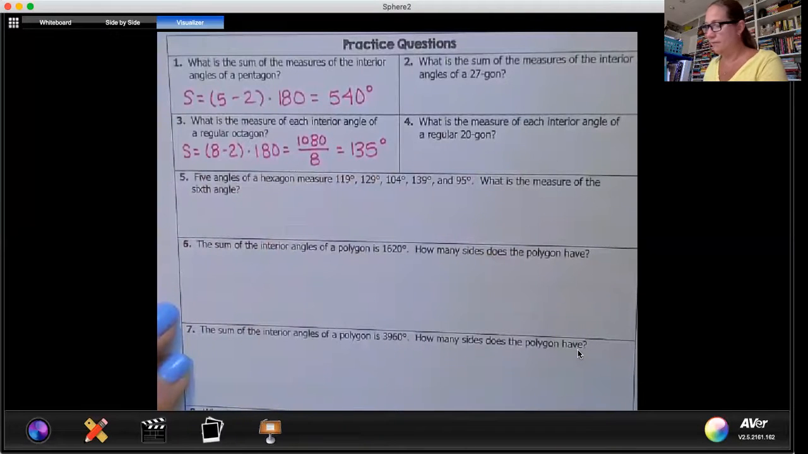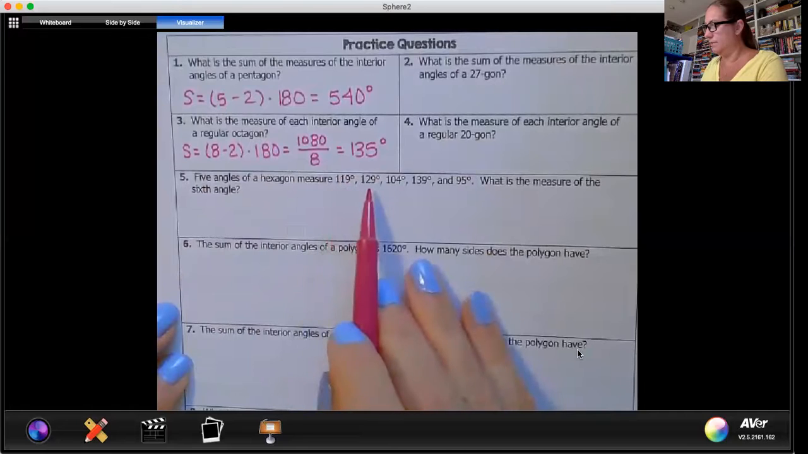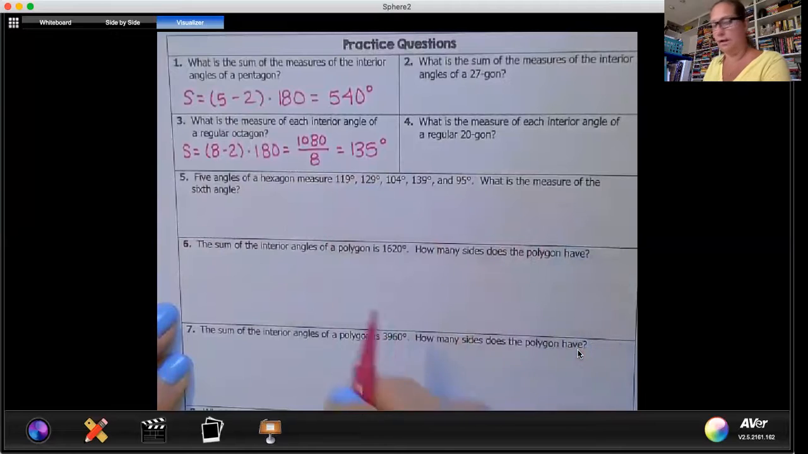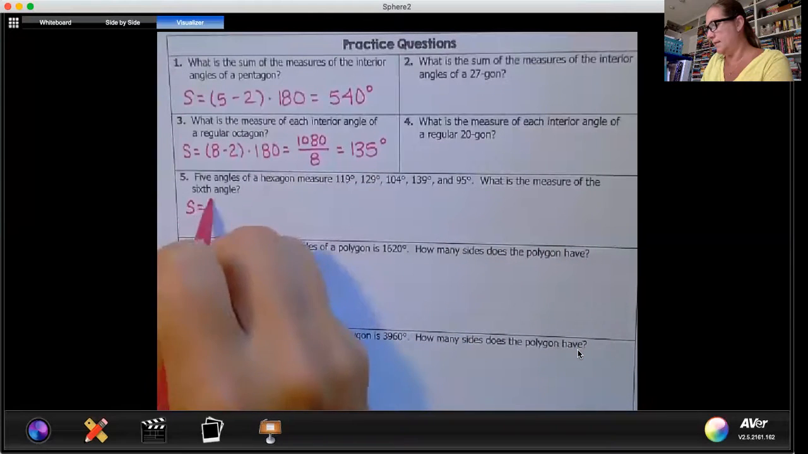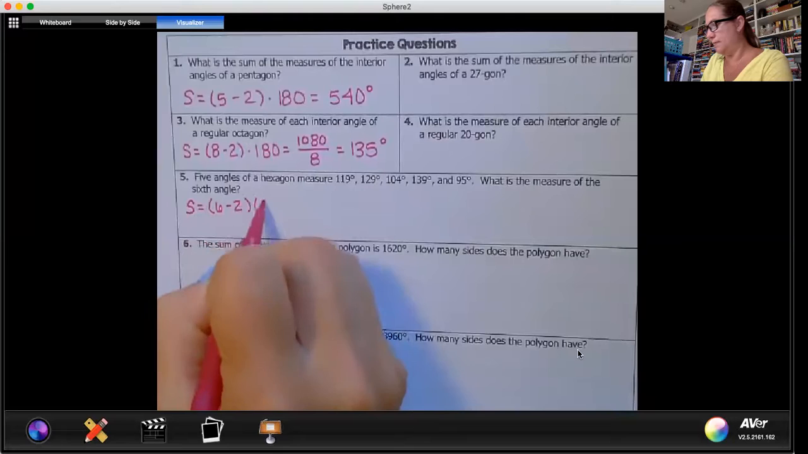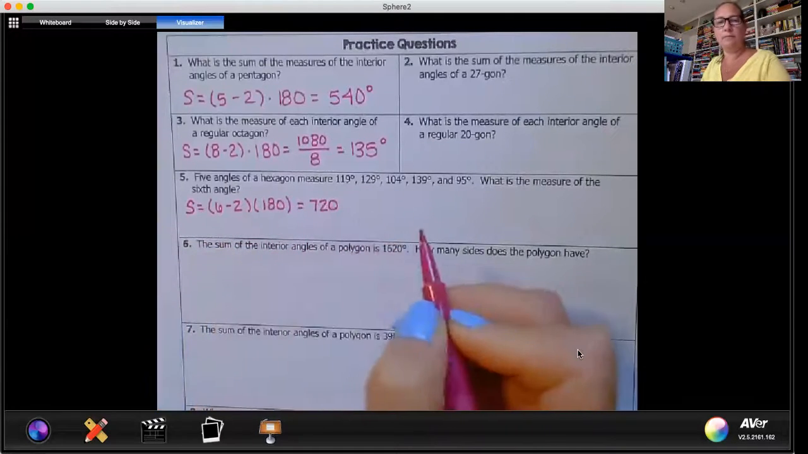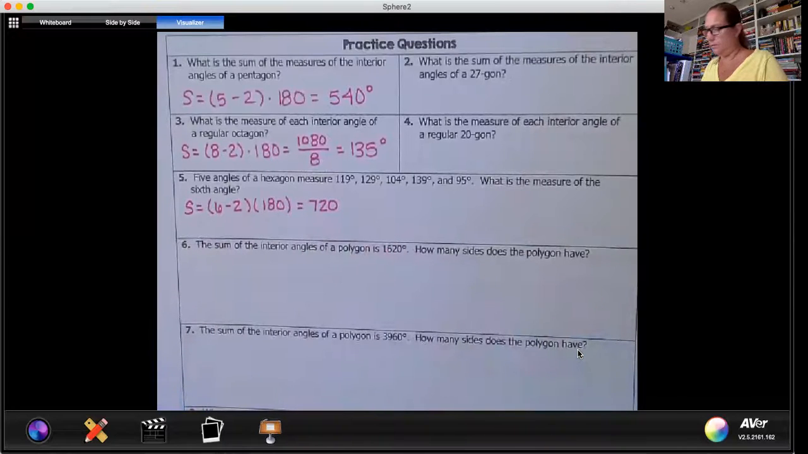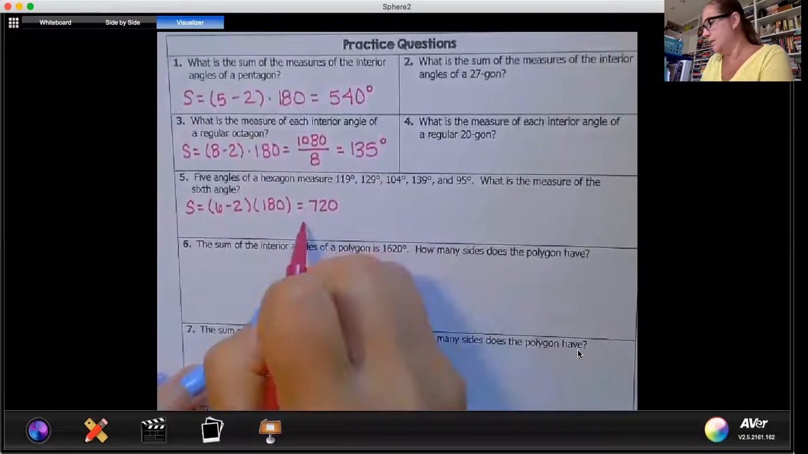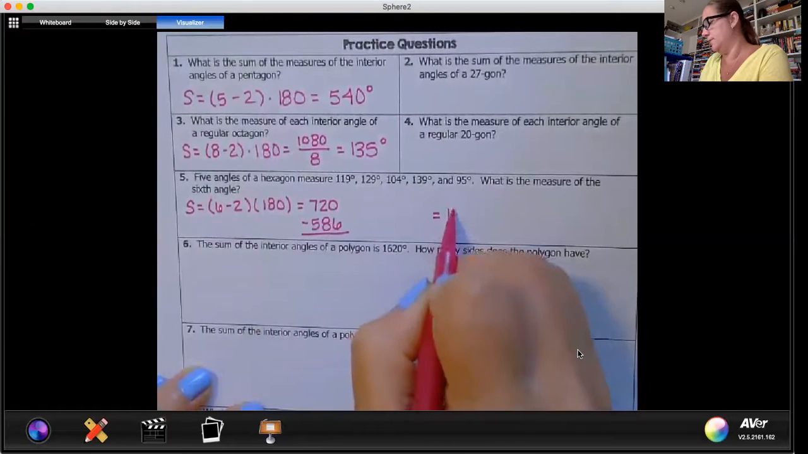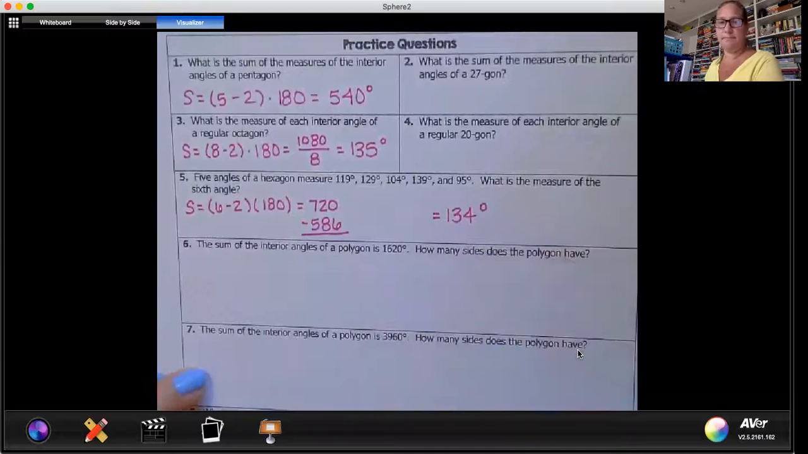5 angles of a hexagon measure 119, 129, 104, 139, and 95. What is the measure of the 6th angle? So we're going to start by saying (6 minus 2) times 180 equals 720. Then we're going to add up all those numbers, 119, 129, 104, 139, and 95, and we get 586. So we're going to subtract 586 from that total, and our answer is 134 degrees.